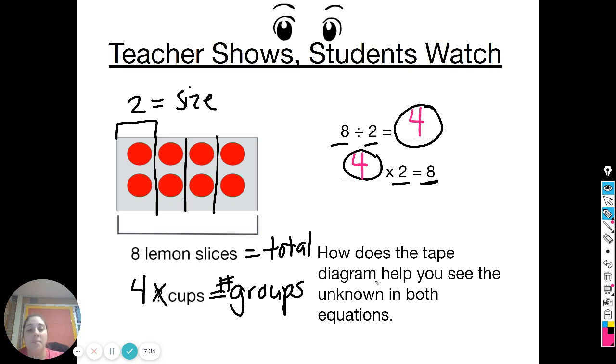So how does the tape diagram help you see the unknown in both equations? Well, it helps us because that is the answer that we have to solve using our tape diagram. You can see that once we made groups of 2 in our tape diagram, all we had to do was count the groups, and then we're able to fill that into our equation. Okay, so the tape diagram is really a great visual for you to be able to solve multiplication and division equations.